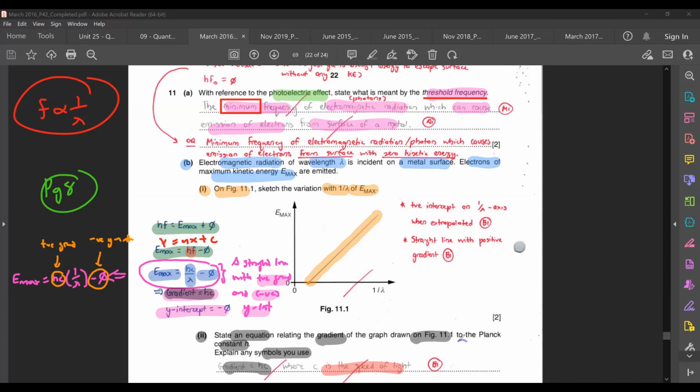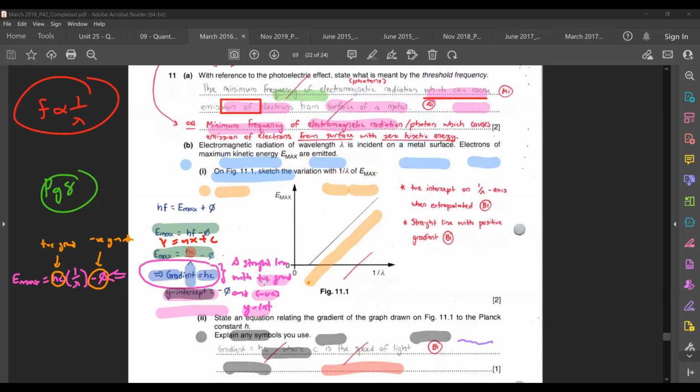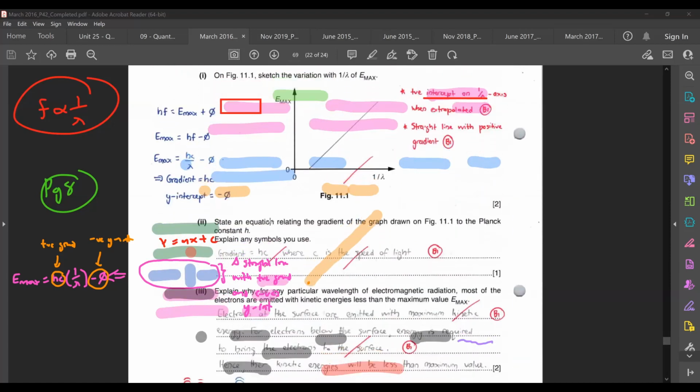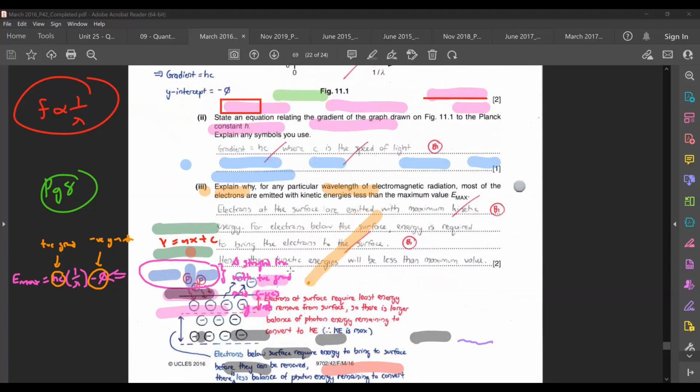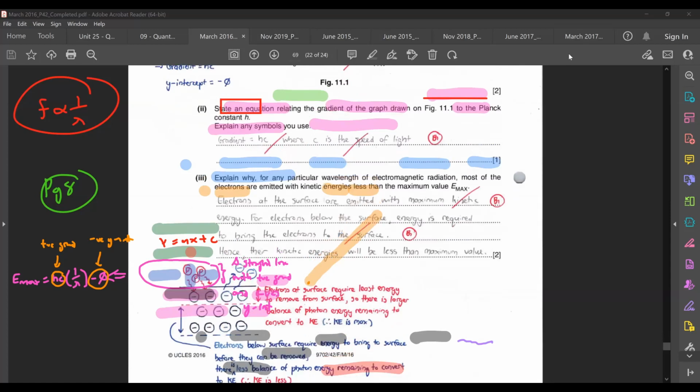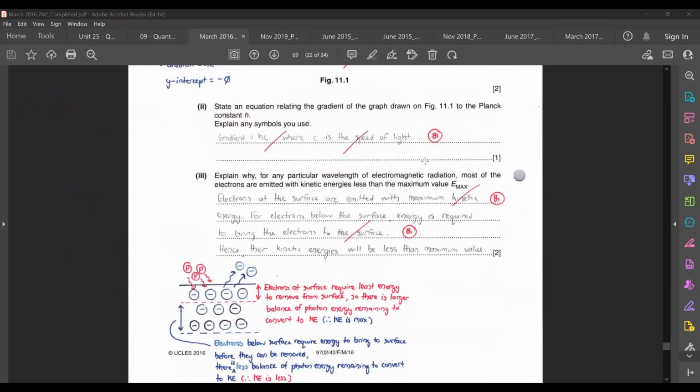They already told you there's an equation relating the gradient of the graph with the Planck constant h. So there's no need for you to define what the Planck constant h is again, since the question already described it to you. Okay, then you move on to part 3.